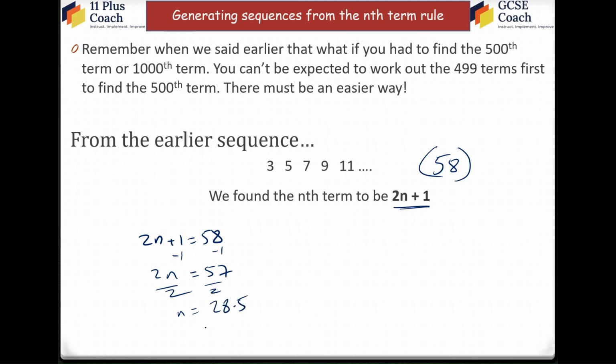Now remember, n is the position. Now there is no position which is the 28.5th position. You have the 28th position or the 29th position, but you can't have a decimal of a position. That means n can't be a decimal. That means this number cannot be in the sequence, because if it was, n would be a whole number, n would have been the position. So there's no position that gives you 58. This number is not in the sequence. And that's another benefit of the nth term rule.